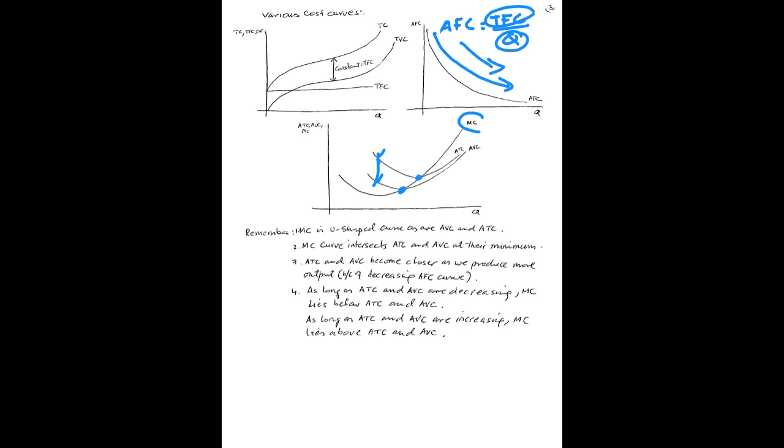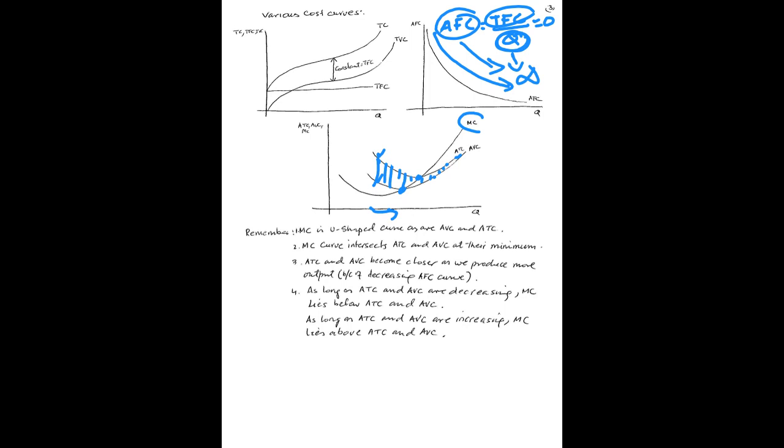The gap is shrinking, but they will never be equal. Why? Because average fixed cost will never be equal to zero. It's a very, very small number, but it will not be equal to zero. This is a mathematical property. If AFC equals zero, it means this Q must be infinity, and infinity is not defined. What do you mean by your production is infinite? That is not possible. So AFC will never be equal to zero.